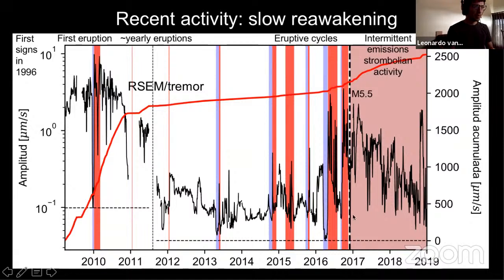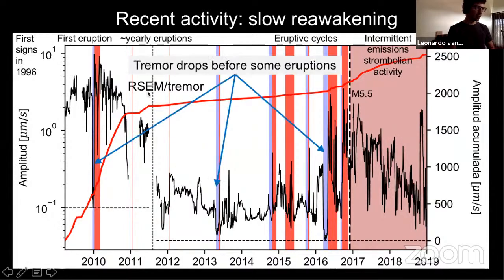Also, I'm showing here with this continuous line the magnitude 5.5, the largest earthquake in this recent activity. And its time of occurrence is very interesting here, because we have this transition to an open conduit system in a slow reawakening process. This process is slow, so we can study its stages one by one. So this is very interesting.